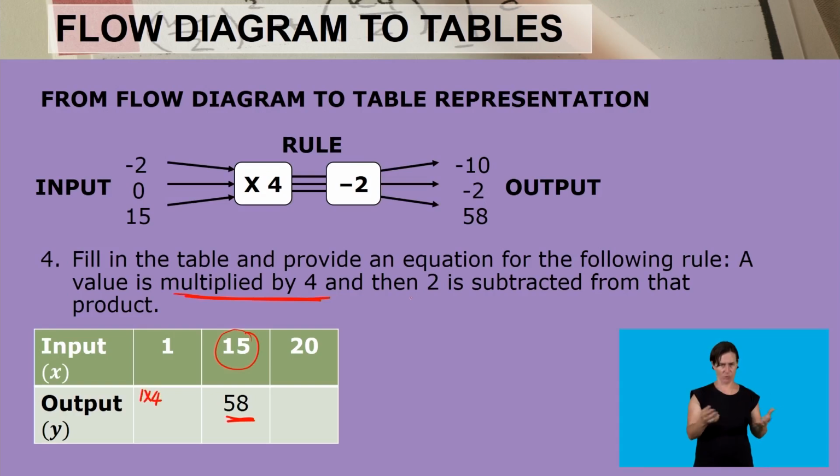And of course, then we are going to subtract 2 from that product. So when we subtract 2 from that product, 1 multiplied by 4 is 4. And when we subtract 2, that is going to leave us with an answer of 2.